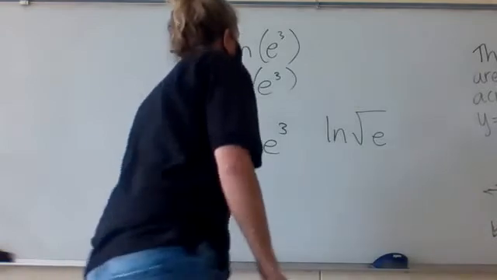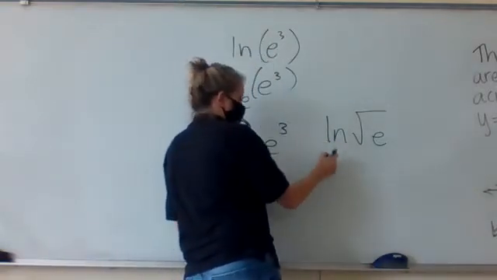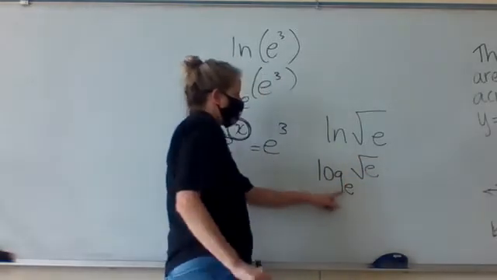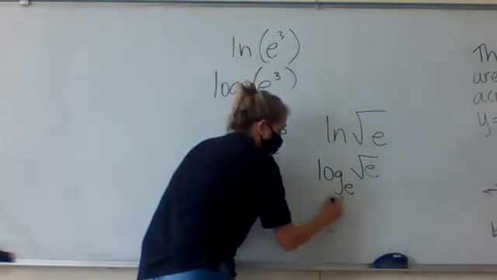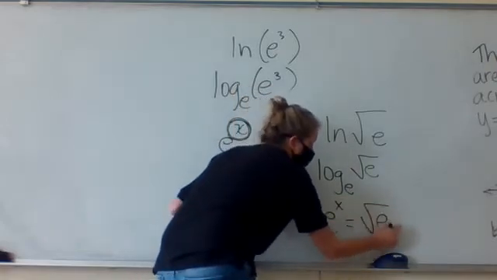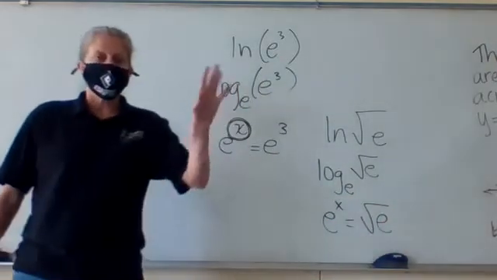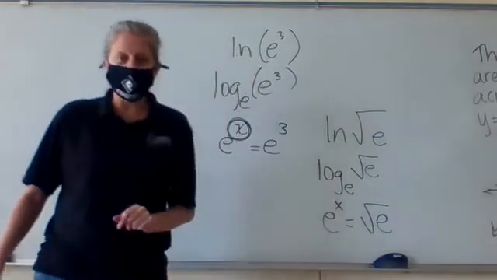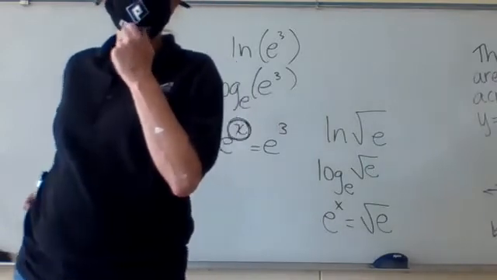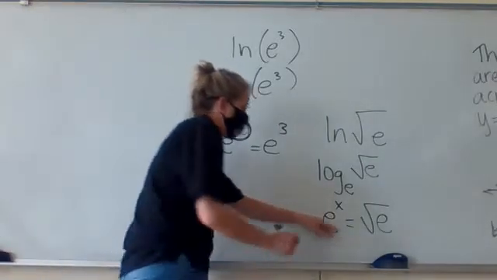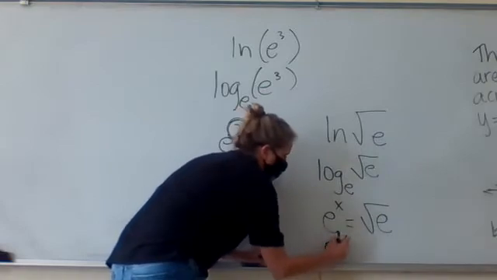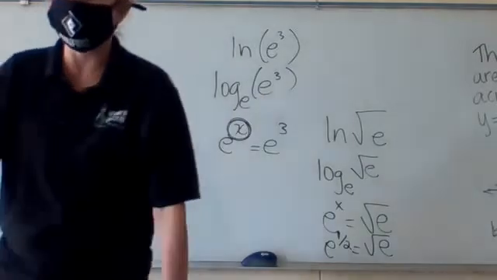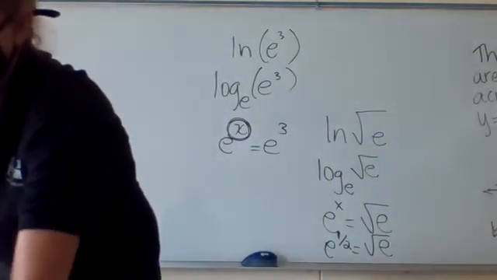Why did that end up being 1/2? What is ln? What's log base e of the square root of e? So e to what power is equal to the square root of e? So remember, how do you turn something into a radical? Its exponent has to be a fraction. And what exponent is equal to the square root? E to the 1/2 power would be equal to the square root of e. So that's why that missing exponent was a 1/2.